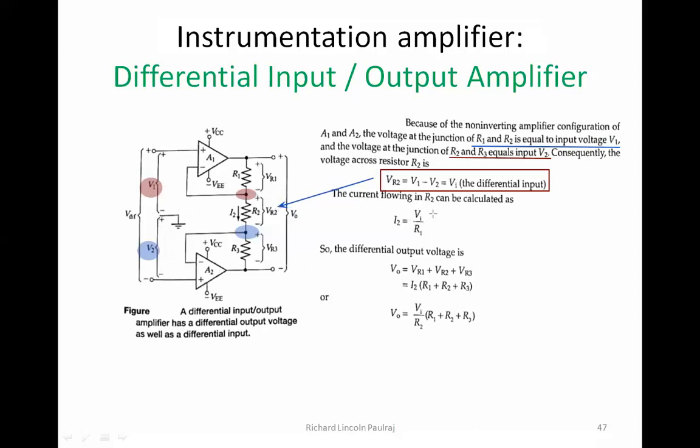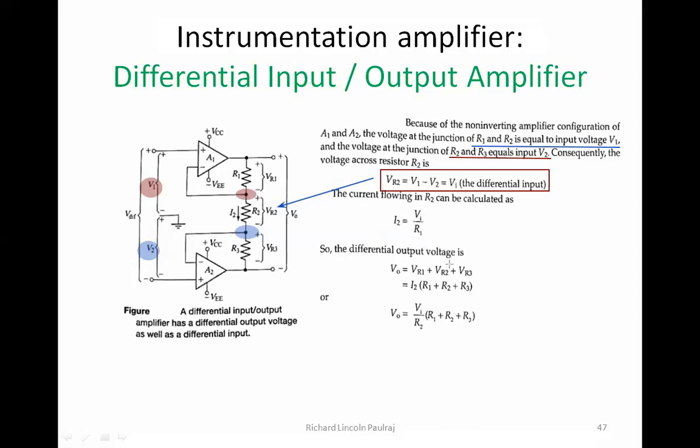Now, the current flowing in R2. What is going to be the current? We have seen that it's going to be the difference between both. The current flowing in R2 can be calculated as I2 equal to VI divided by R1. That's how we see that I2 is going to be formed.